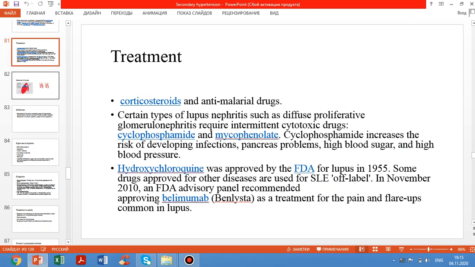Hydroxychloroquine was approved by the FDA for lupus in 1955. Some drugs approved for other diseases are used for systemic lupus erythematosus off-label. In November 2010, an FDA advisory panel recommended approving belimumab as a treatment of the pain and flare-ups common in lupus.